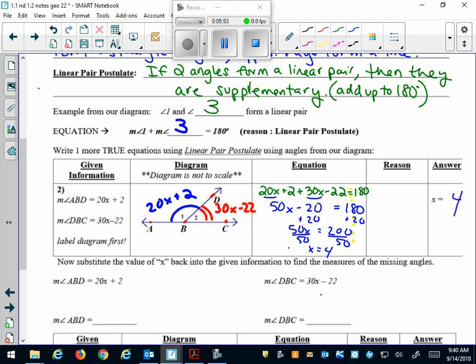So this reason blank here, that reason is always going to either be a postulate, a theorem, sometimes a definition, but this time it's our postulate. The postulate that we applied here to be able to say these two angles add up to 180 is the linear pair postulate.